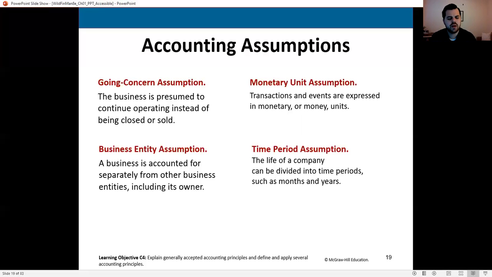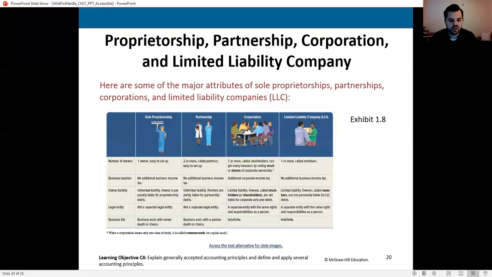And finally, we've got the time period assumption, essentially telling us the company can be divided into time periods, such as months, years, days, weeks, quarters, whatever you want to talk about. But we're going to be keeping our records in a detailed enough manner that we can pull information down into these useful time periods so that we can actually be getting good information out to our investors.